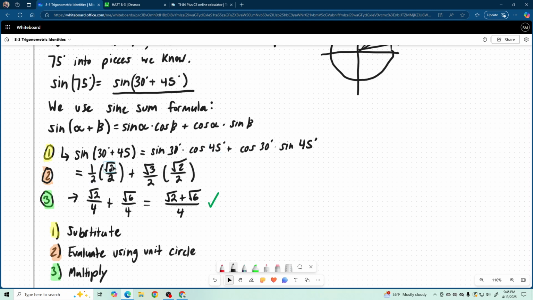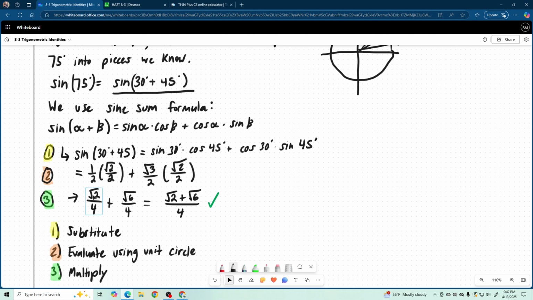So now we get, okay, sine of 30 times cosine of 45. So 1/2 times the square root of 2 over 2 plus cosine of 30, square root of 3 over 2, times sine of 45, which is the square root of 2 over 2. And this is exact, right? So now we just need to simplify. So we have 1/2 times the square root of 2 over 2. We just multiply across, right? 1 times the square root of 2 is the square root of 2. And then 2 times 2 is 4. And that's going to be plus square root of 3 times the square root of 2, which is the square root of 6, over 2 times 2 is 4. So we have the square root of 2 over 4 plus the square root of 6 over 4.